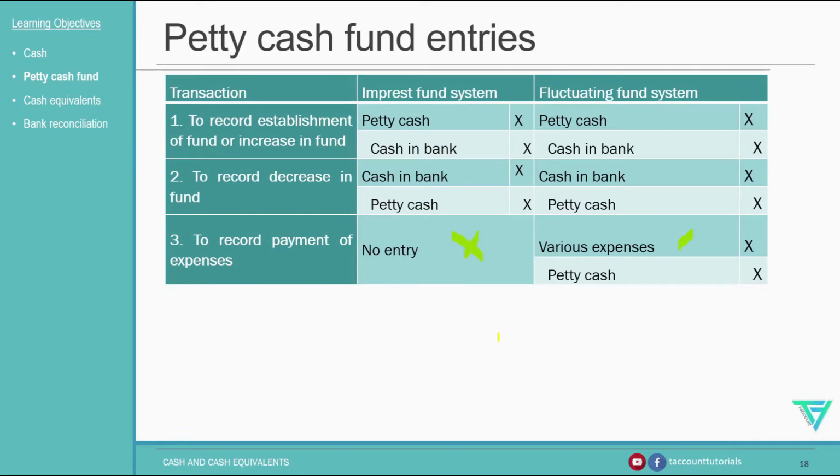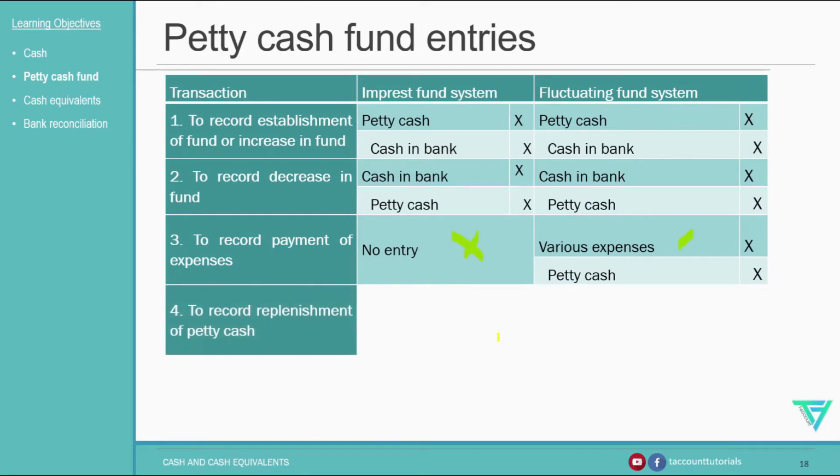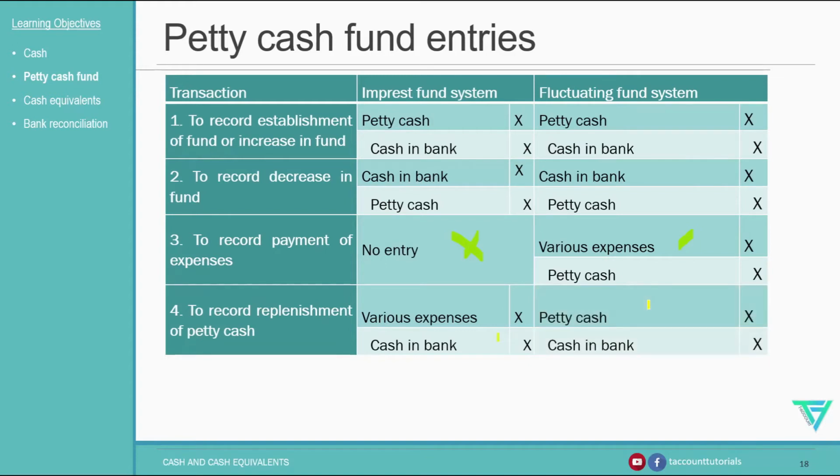Let's move to the next transaction, to record replenishment of petty cash. For imprest fund system, the entry is debit expense accounts and credit cash in bank. It's the only time to record the expenses incurred, as compared to fluctuating fund system, where expenses are recorded as incurred. And to record the replenishment under fluctuating fund, debit petty cash and credit cash in bank. So there's again a difference between these two systems with regard to recording of replenishment.